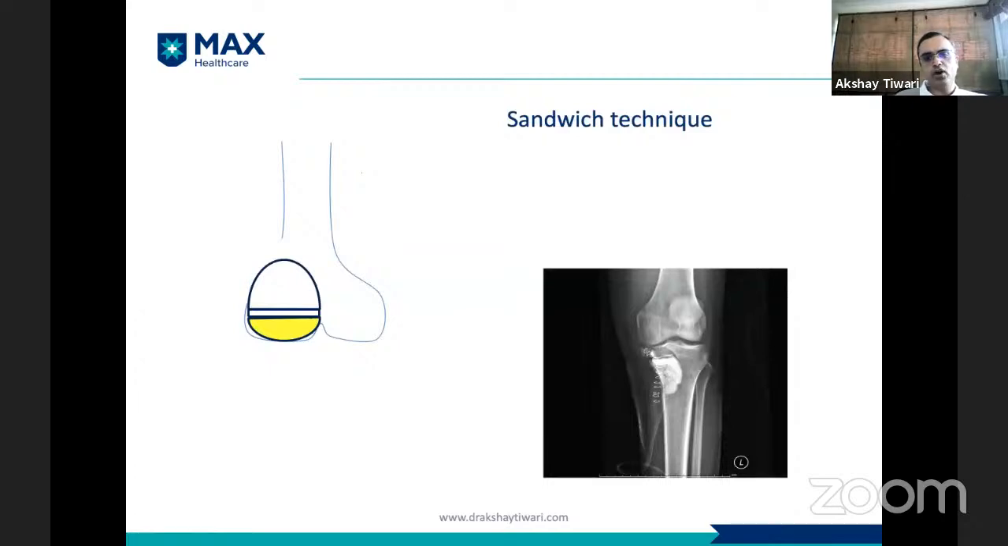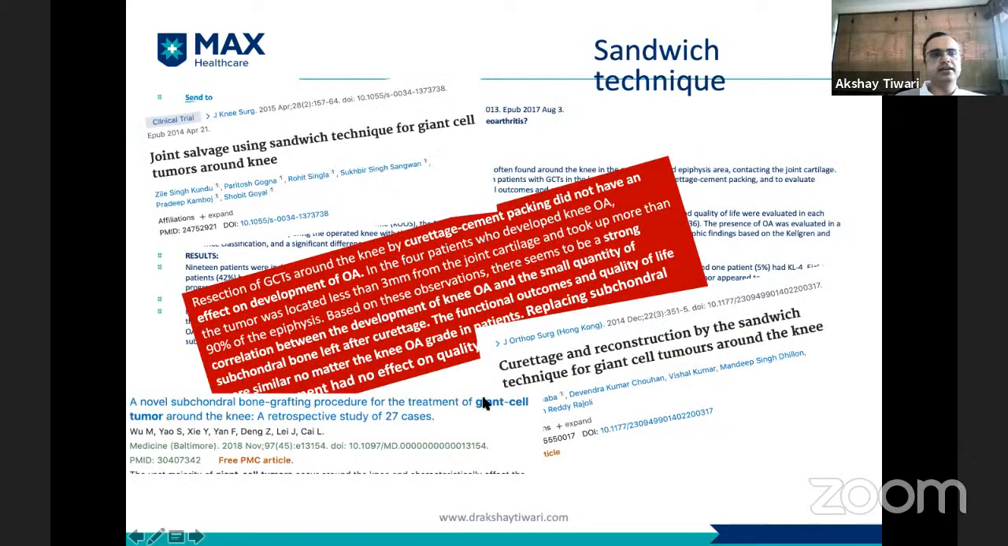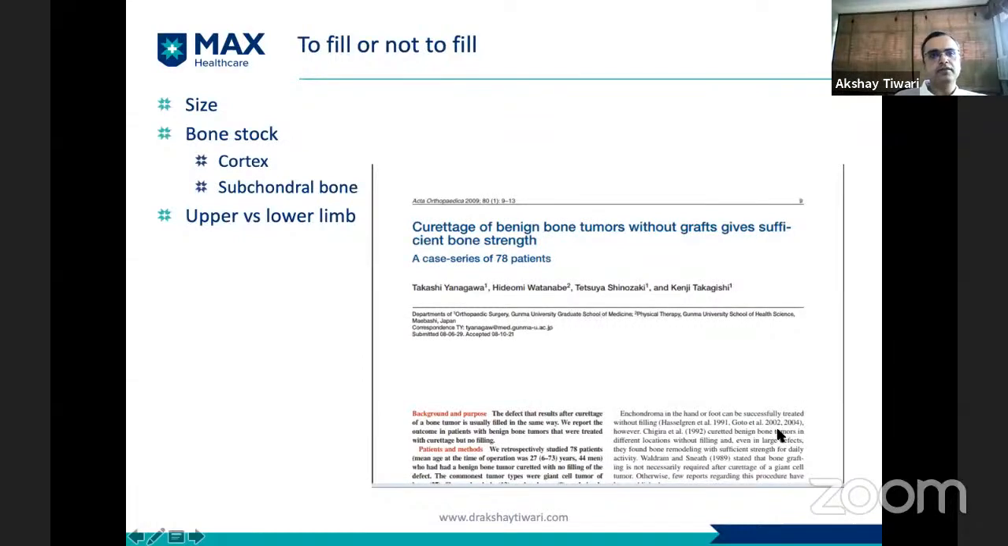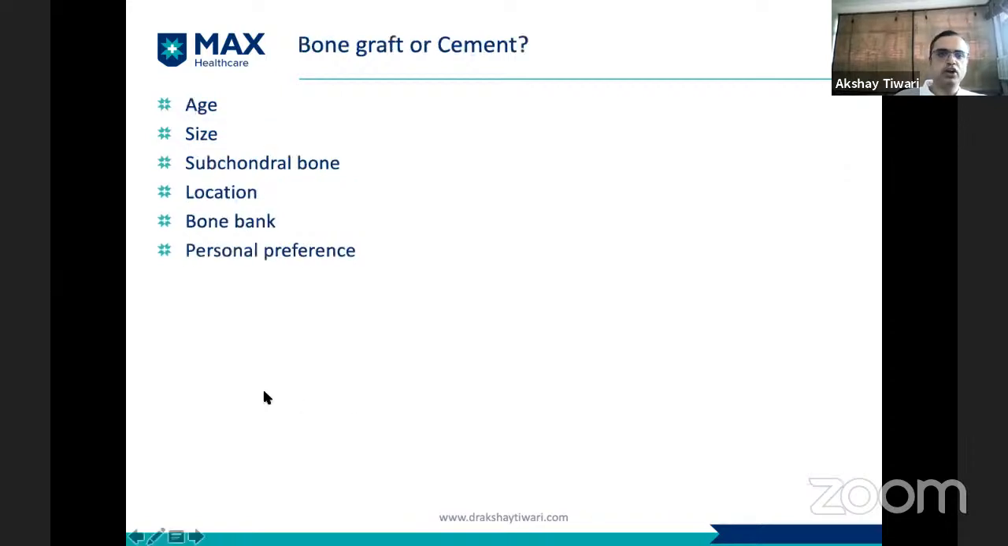This debate then brought into the picture the sandwich technique, where you want to have the best of both worlds, both bone grafting and cementing. The hypothesis was that subchondral bone, if replaced by bone, will lead to lesser damage to the articular cartilage. This technique continues to be popular with a lot of people, and literature continues to come out about it. Whether to fill or not to fill has also been questioned and answered satisfactorily, and in selected patients, even not filling the cavity after curettage remains an option.